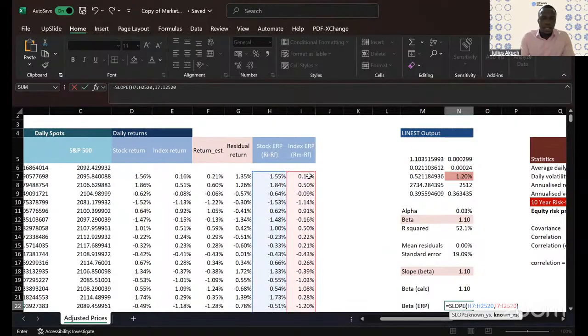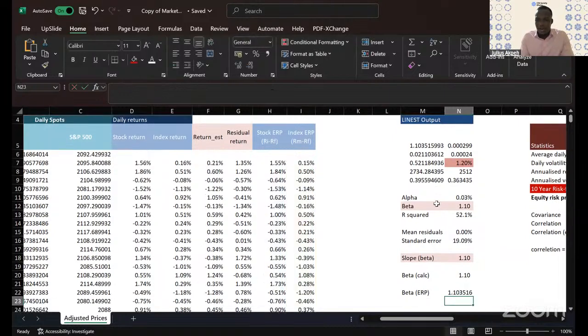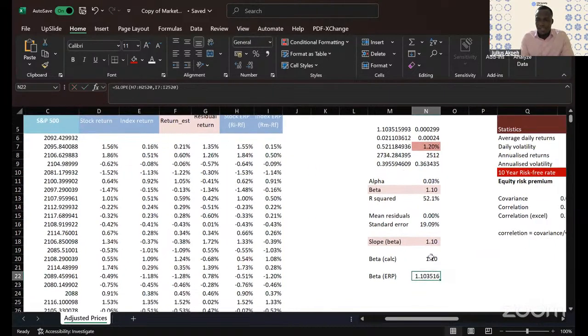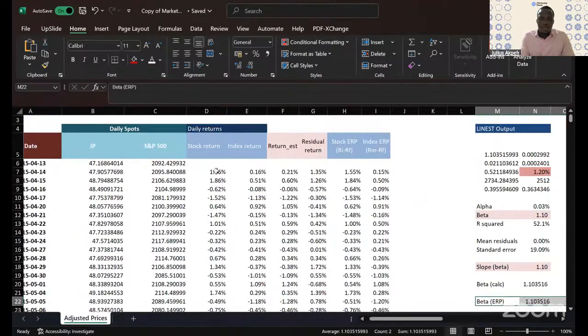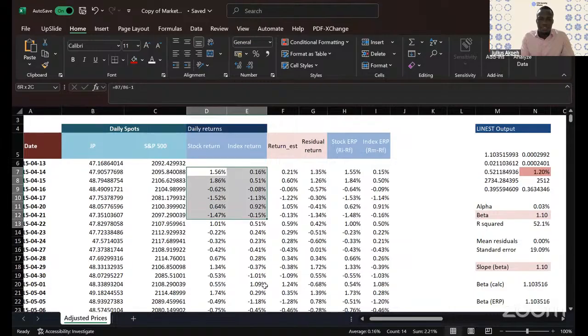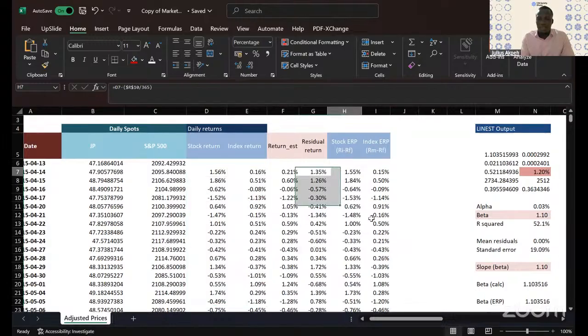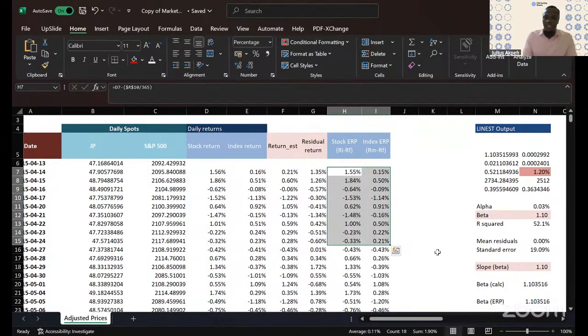Let's see. And I'm praying this is correct, because if it's not correct, I'll end up embarrassing myself. Let's see. I got the same thing. Guys, can you see? I got the same thing. So the beta is still the same. So it means that even if we use the stock return and the index return like this and calculate the beta, it will be the same as if we subtract the risk-free rate from each of them and calculate the beta. And there are reasons why this is true.